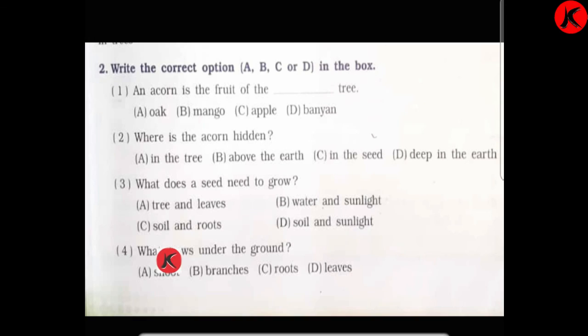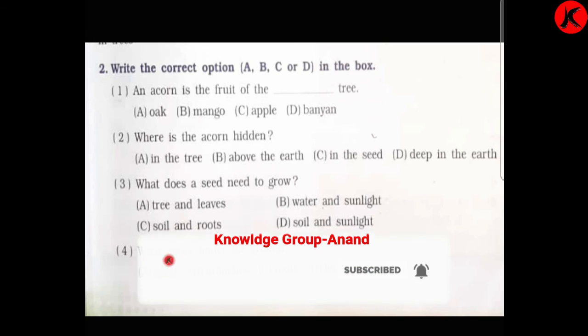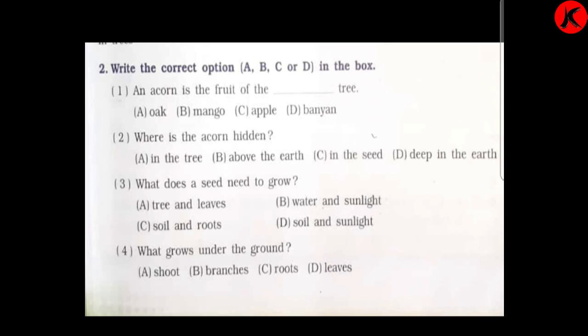So dear children, I hope you have understood this exercise. You have to write this exercise in your English notebook with neat and good handwriting. Thank you.